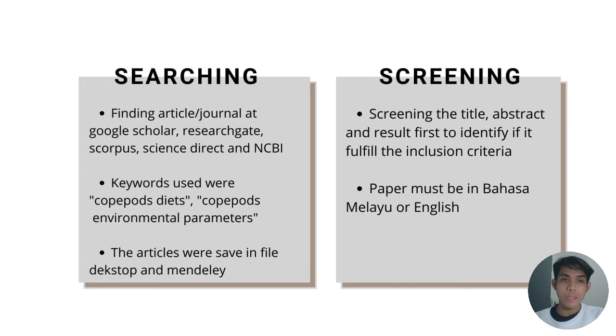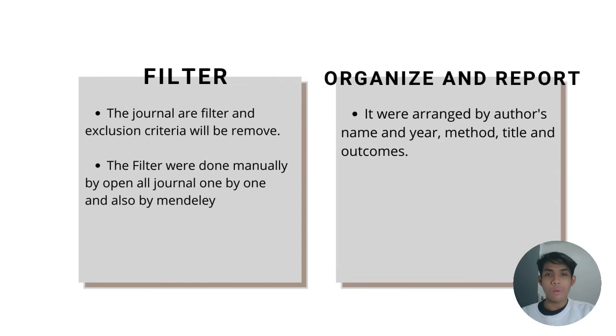Next, we go to the screening. The screening process checks the title, abstract, and result first to identify if it fulfills the inclusion criteria, and the paper must be in Bahasa Melayu or English. The next one is filter. The journals that I find will be filtered and those not meeting the inclusion criteria will be removed, and the filtering is done manually by opening the originals one by one. And lastly is organize and report. It will be arranged by author name and year, method, title, and outcomes.